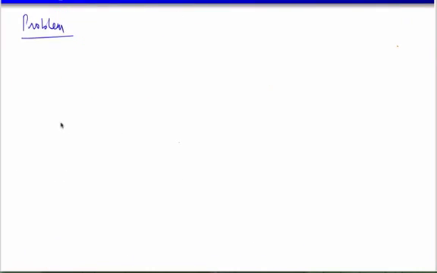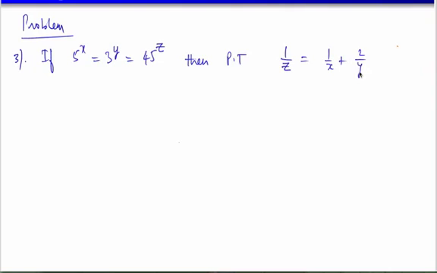Let us try to learn another technique in problem solving, and this is problem 3 in classwork problems. So if 5 raised to x is equal to 3 raised to y is equal to 45 raised to z, then prove that 1 by z is equal to 1 by x plus 2 by y. This is what we have to prove.